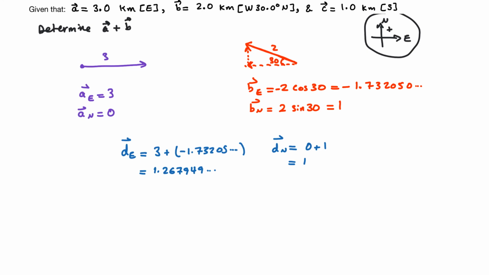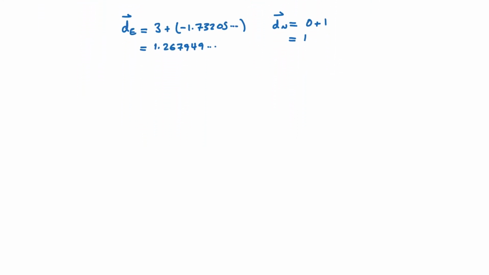Okay, good. I'm going to raise this up a little bit, and now with the components that I have, the component of my vector in the east direction has a magnitude of 1.267949, and in the north direction it has a magnitude of 1. So it goes up like this. Just to make this a little bit easier, I'm going to write the number down here, 1.267949 dot dot dot. I'm using the exact value on my calculator.